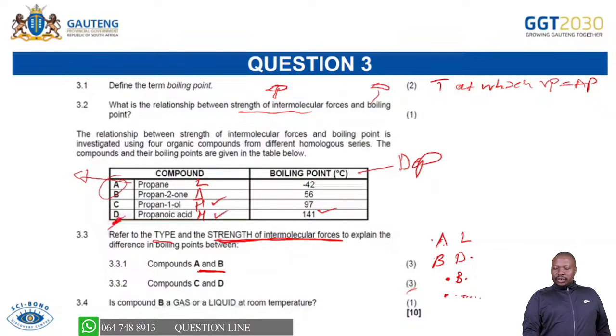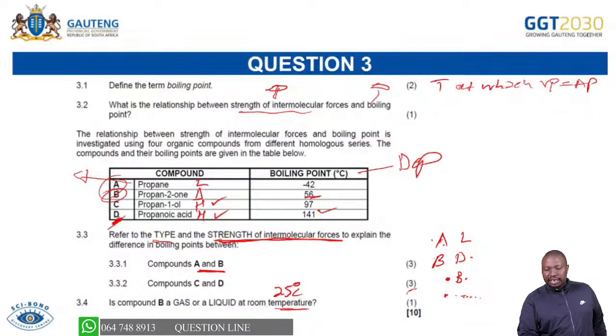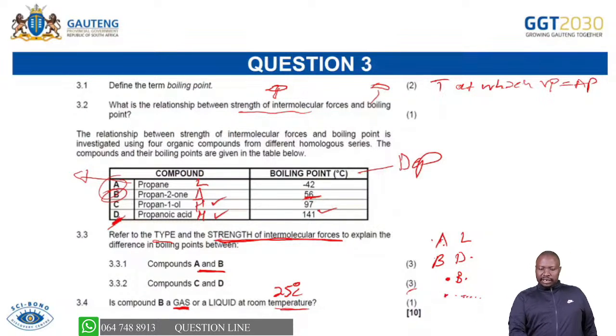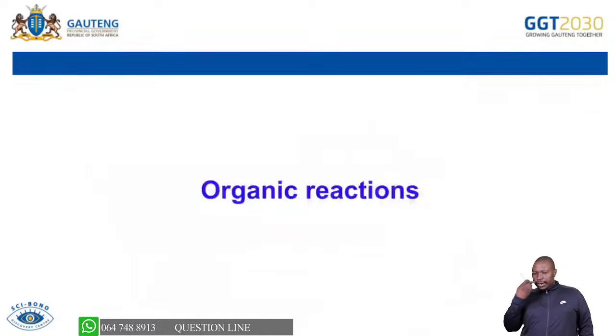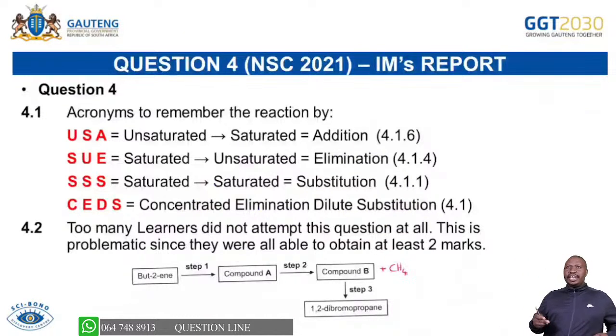Is compound B a gas or liquid at room temperature? You just go to B, which is 56. How much is room temperature? If you don't know room temperature, you are doomed. Remember, standard temperature when you do your galvanic cells is 25 degrees Celsius. That's your room temperature. So at 25 degrees Celsius, obviously it hasn't boiled, so it's not a gas. It can only be a gas after 56. Remember, it boils at 56, so you're expecting that it must be liquid, and you are able to get your 10 marks. I hope that helps you as you deal with organic molecules and you move forward.